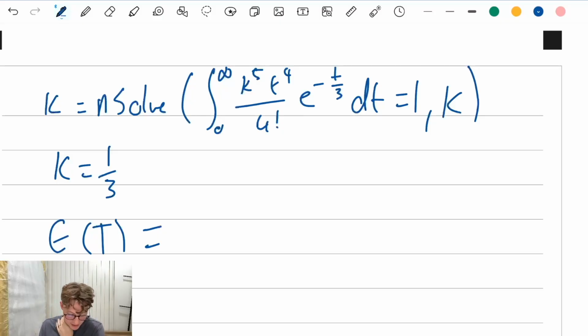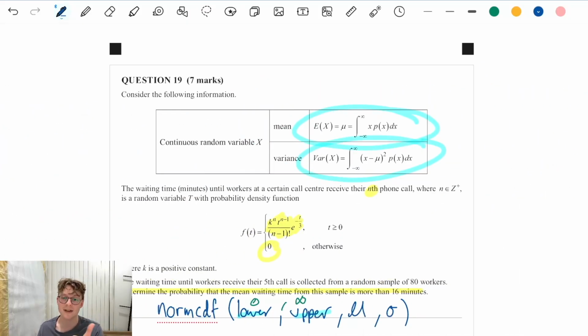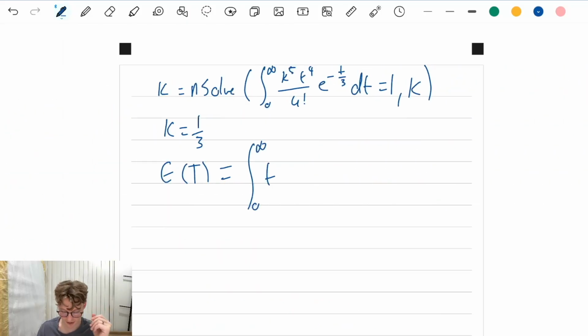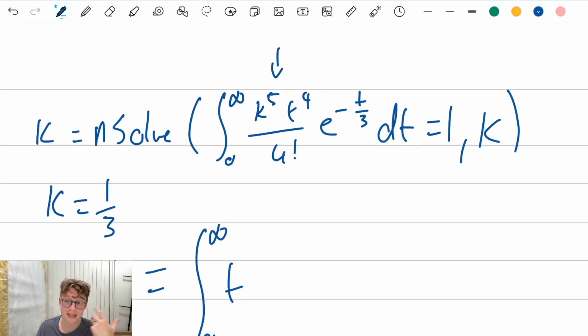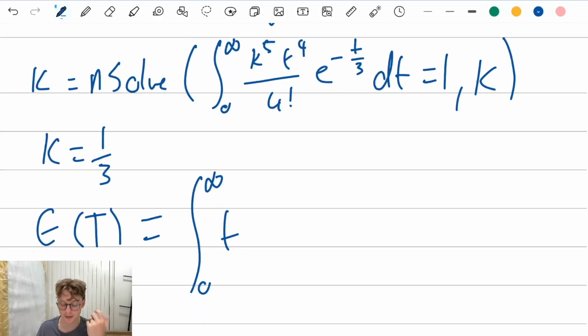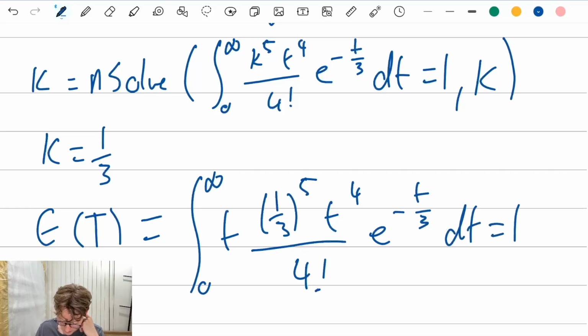And again, it is now going to be from 0 to infinity, and my variable is t. In this case, we're just using the formula given to us here, which is x p of x. Because my variable is t, it is t p of t, or f of t, I suppose. So it's going to be t multiplied by my function, but now I have k, so I can put 1/3 in place of k. So it'll be 1/3 to the power of 5, t to the power of 4, over 4 factorial, e to the minus t over 3 dt. I was just writing down what was above with the equal to 1, so I don't really need that part anymore.